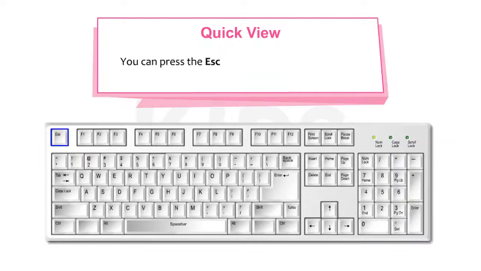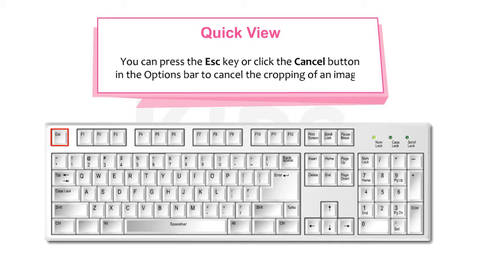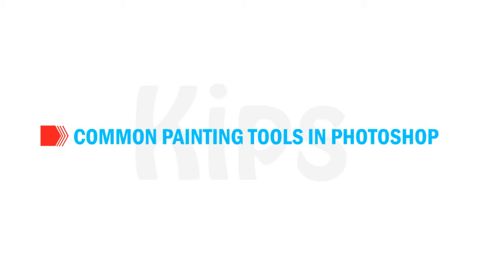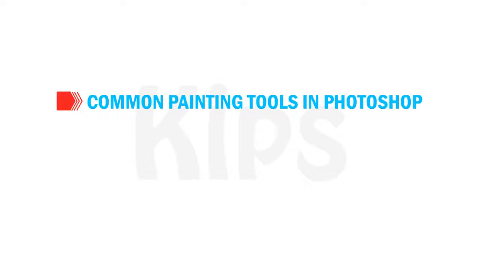Let's take a quick view. You can press the Escape key or click the Cancel button in the options bar to cancel the cropping of an image. Alright, let us discuss some common painting tools in Photoshop.